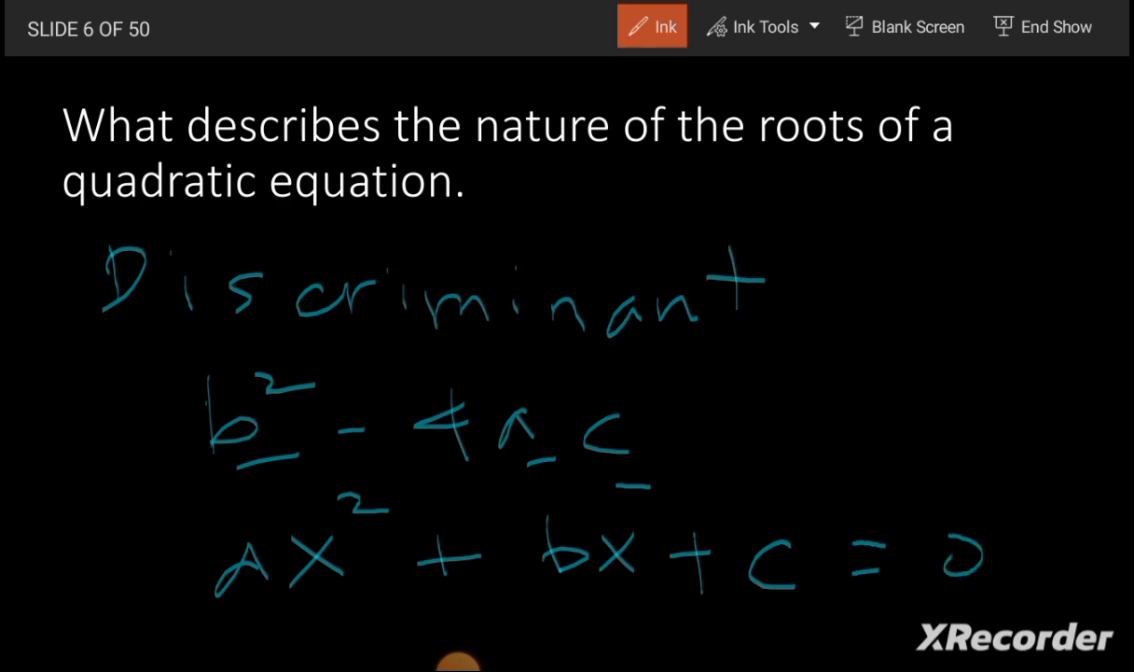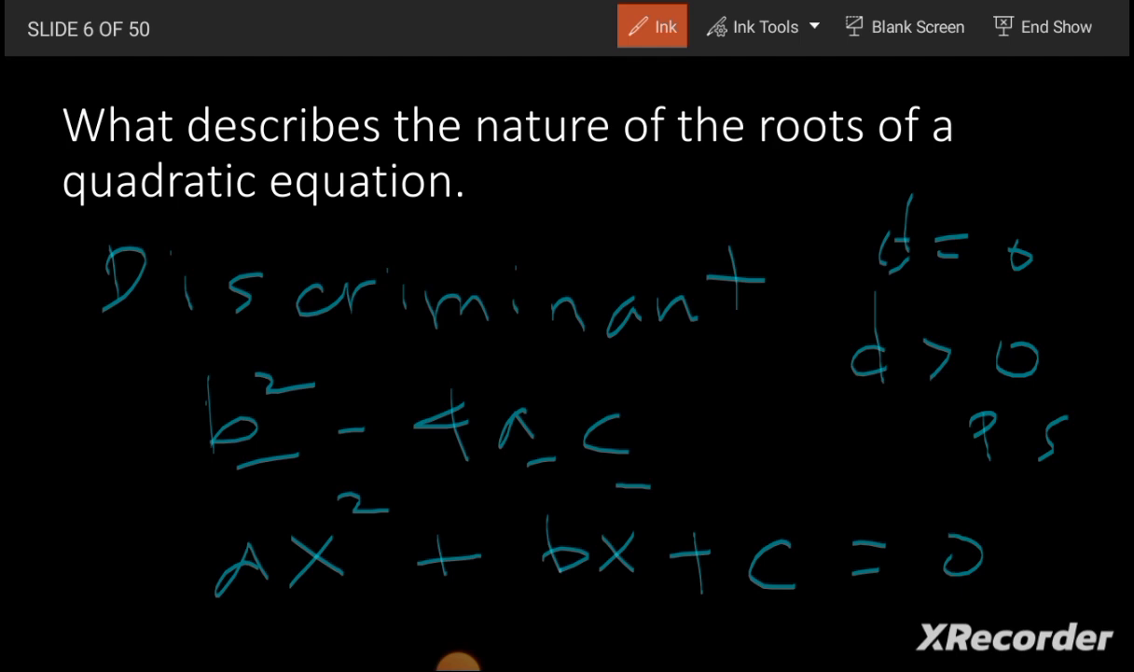So there are natures of roots that are described by the discriminant. If the discriminant is equal to 0, the nature of the roots is real, rational, and equal. If the discriminant is greater than 0 and at the same time a perfect square, then the nature of the roots of the quadratic equation is real, rational, but not equal.